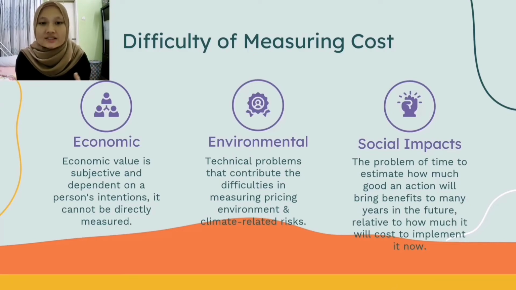For economic, it is complex because economic value is subjective and dependent on a person's intentions, where it cannot be directly measured. But for environmental, it is a technical problem that contributes to the difficulties in measuring pricing of the environment and climate-related risks. For social impacts, there is a problem of time: estimating how much good an action will bring in benefit to many years in the future, relative to how much it will cost to implement it now.